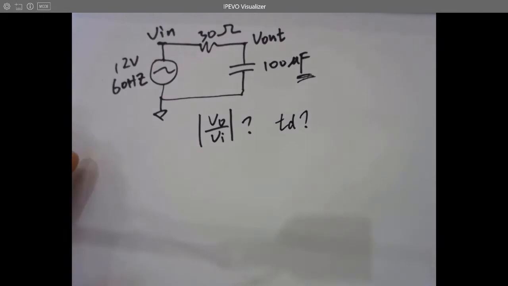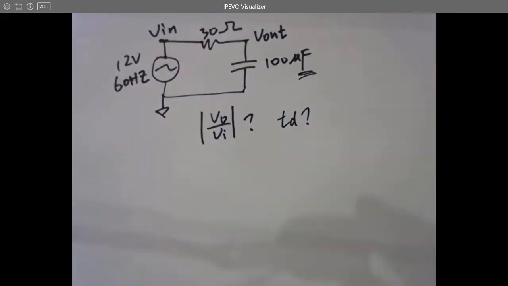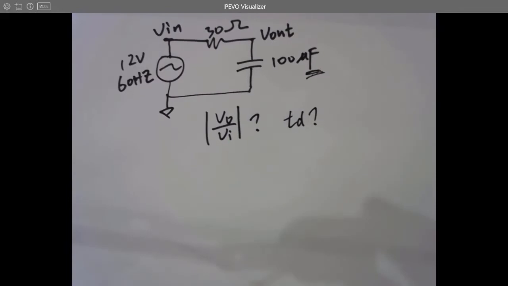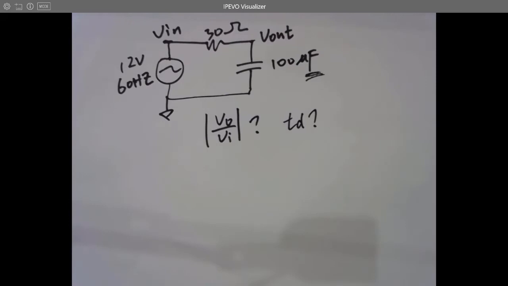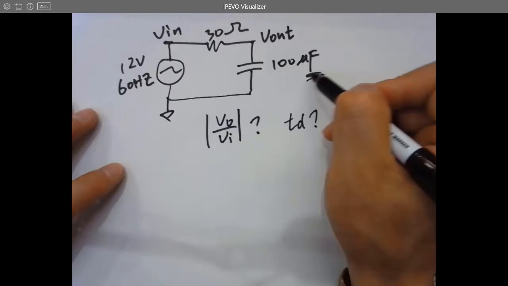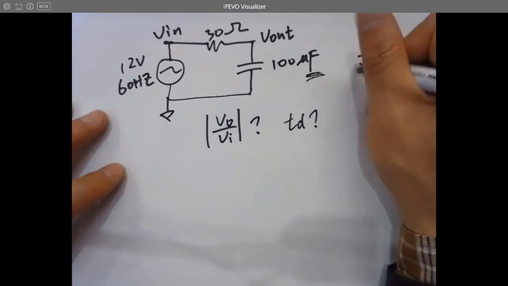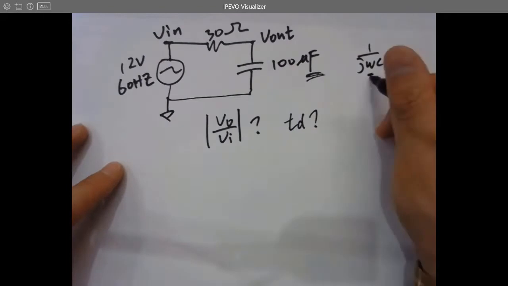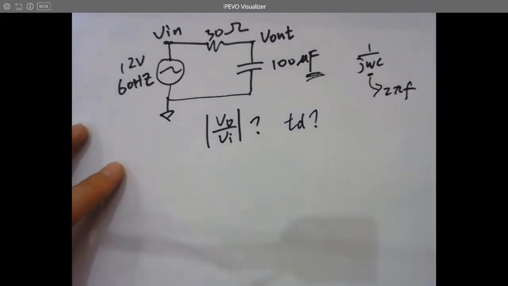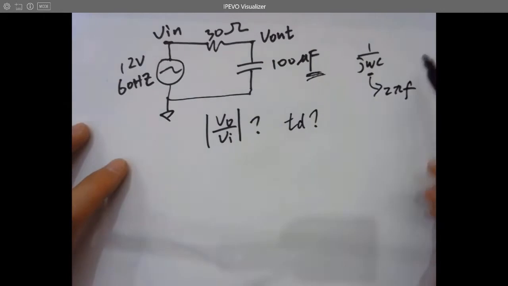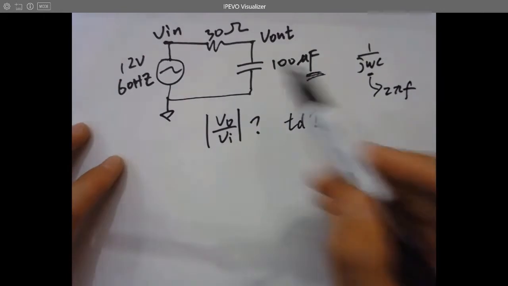Now let's work on this pretty standard problem you are going to see in homework assignments, quizzes, and exams anywhere. So what's the impedance of this guy? 1 over j omega C. It depends on the frequency, right? This omega is 2 pi f. So that's why the impedance is not fixed. It depends on the signal's frequency. You are going to have a different impedance.